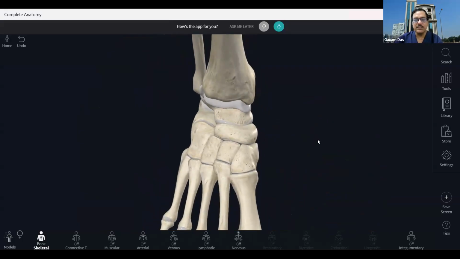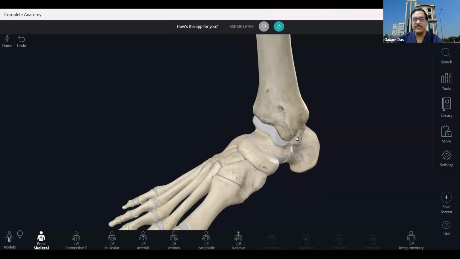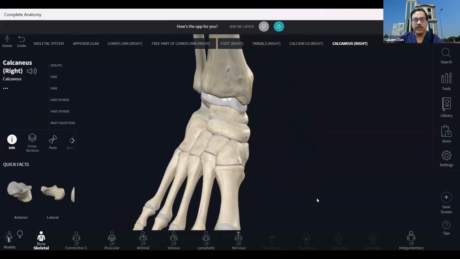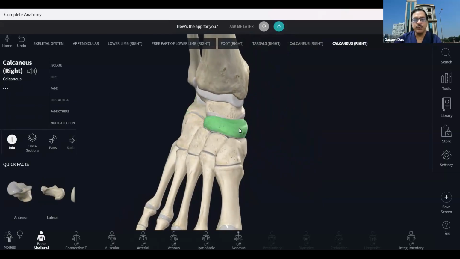So we have the tarsal bones. What are the tarsal bones? On the top, we have the talus. So this is your talus. After that, we have the calcaneum, which is articulating below. But the talus is also articulating in front with this bone. What is this? Navicular bone. And the calcaneum is articulating with the bone in front. What is that? That is your cuboid bone. So this is cuboid, this is navicular. Cuboid is articulating with the calcaneum and talus is articulating with navicular.